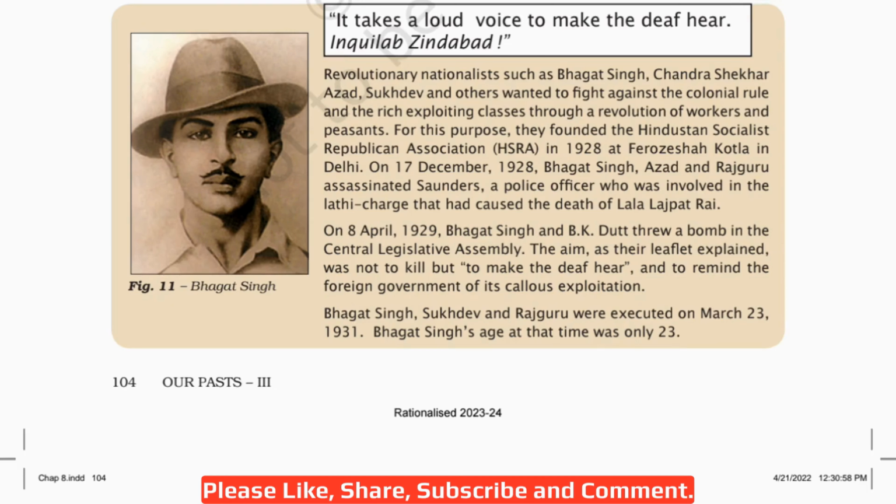Bhagat Singh, Sukhdev, and Rajguru were executed on March 23, 1931. Bhagat Singh's age at that time was only 23.